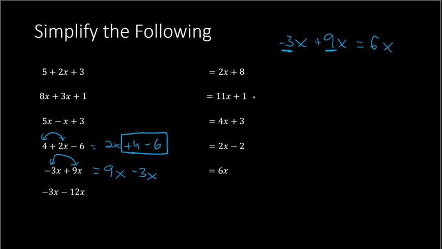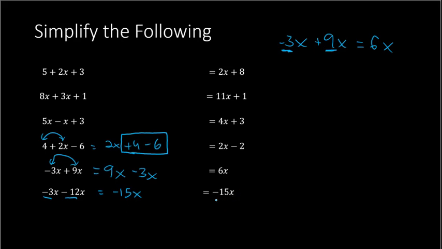Next we have negative 3x minus 12x. Same idea. We can combine negative 3 minus 12. That would give you negative 15. Because if you do negative 3 minus 12, that gives you negative 15. So what we have is negative 15x, and that's our answer.